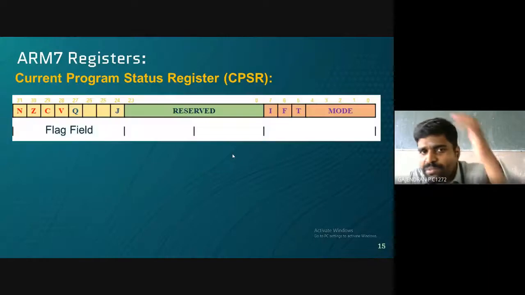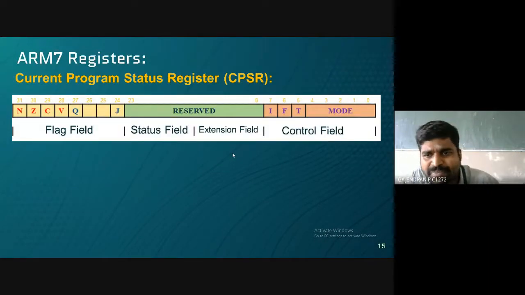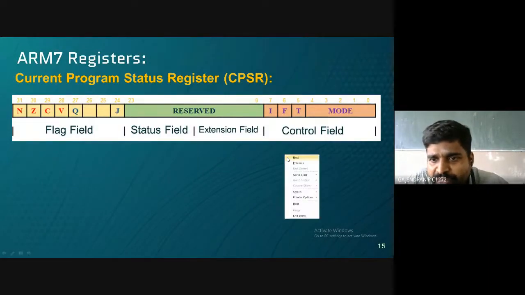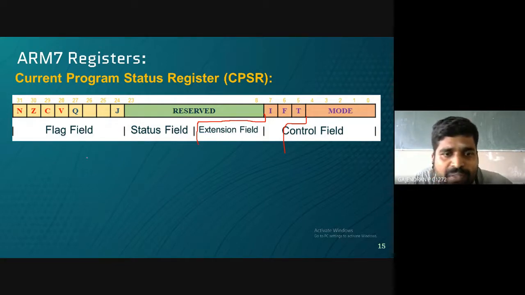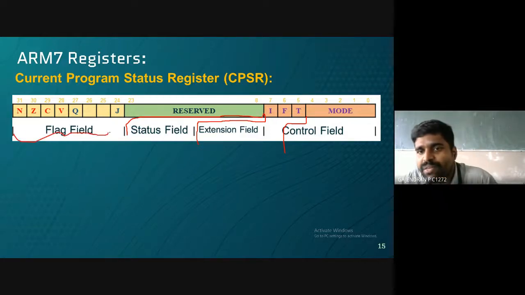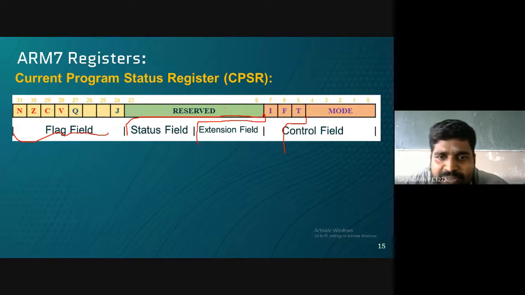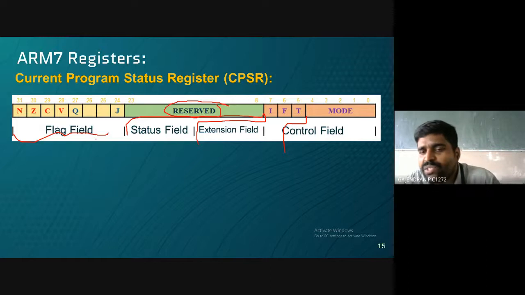Now I will tell you what that is. The control field is this one. This is your extension field. Extension and status field together is this one. These are all flag fields. Remaining ones in between are reserved.